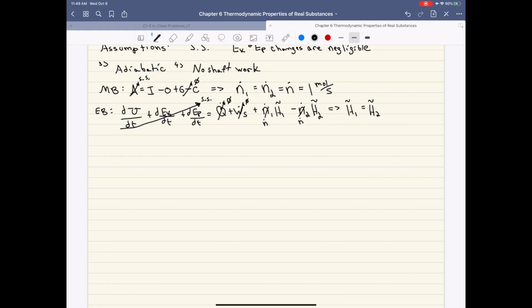As I hinted at before, previously when we dealt with ideal gases, we always treated enthalpy as only a function of temperature.